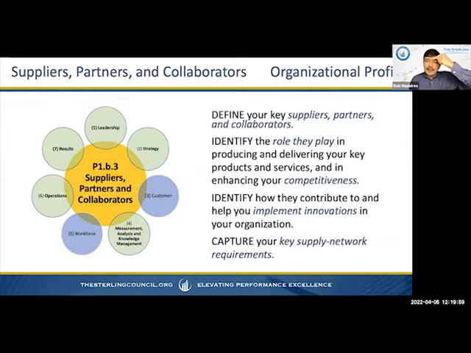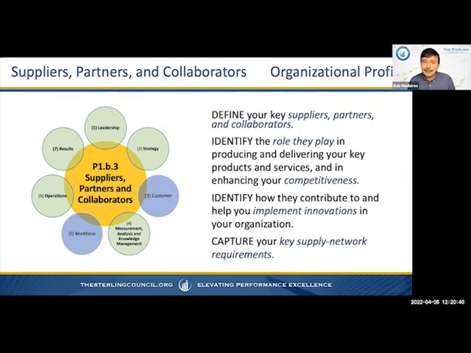Well, let's go through what the criteria is really asking for. And, you know, it's interesting, if we look at the criteria categories, suppliers, partners, and collaborators touch most of them. How does your leadership system communicate with your suppliers? And how do you, as leaders, share your mission, values, and vision with your supply base? How are they involved in your strategic planning? What kind of relevant knowledge do you share with them? And in category 6, how do you manage your supply network? And then finally, in results, what results do you have to show that this is being effective?